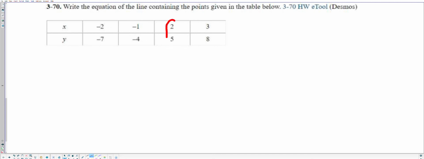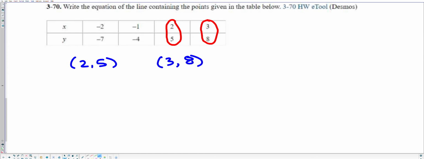Sorry about that. I'm going to use 2, 5 and 3, 8. I'm using these because they are positive, and positive numbers tend to be a little easier, at least for me. So I'm using 2 comma 5, and 3 comma 8. Right? So first, write an equation of a line.